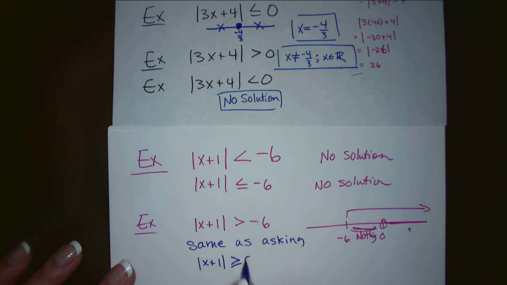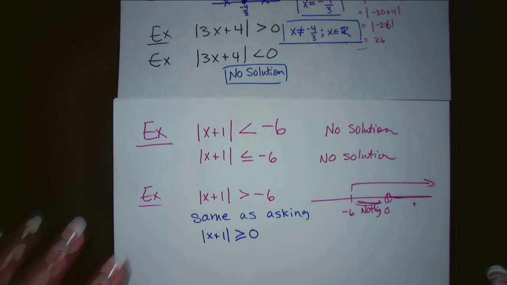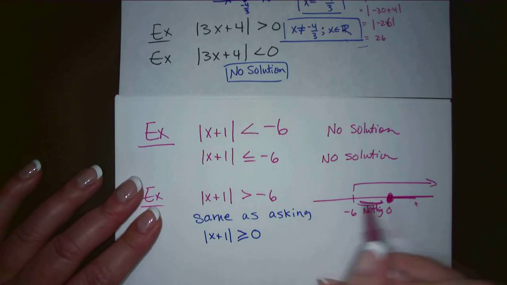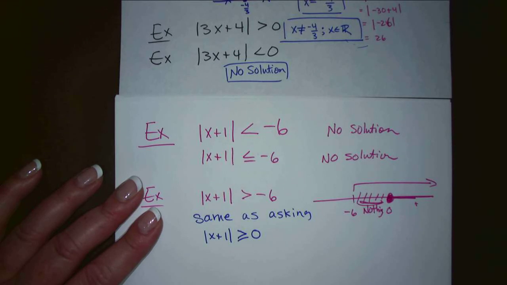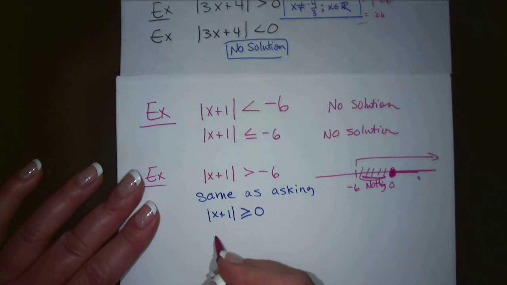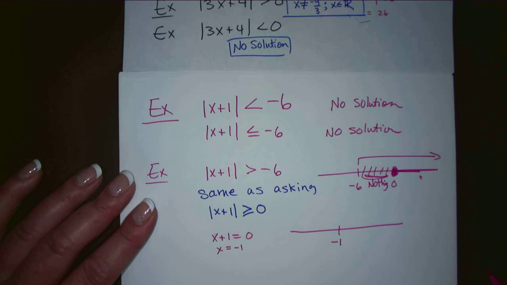Greater than or equal to 0. How come equal? 0 is greater than negative 6, so we want the 0 included. Right? Because we want everything up here, but nothing in here will work because it's absolute value. We can't get a negative. We could get a 0, and we could get bigger. So where is this equal to 0? Negative 1. So here's negative 1. And which numbers are going to work? Negative 1 works. That makes it equal to 0.